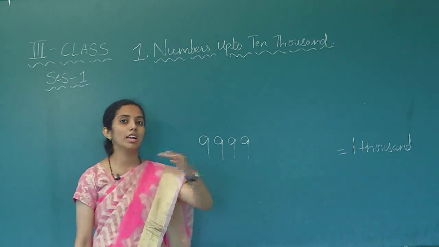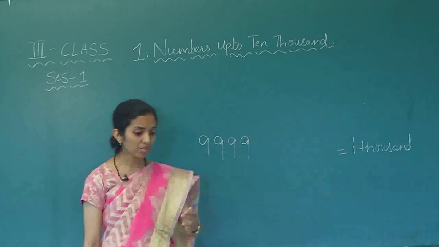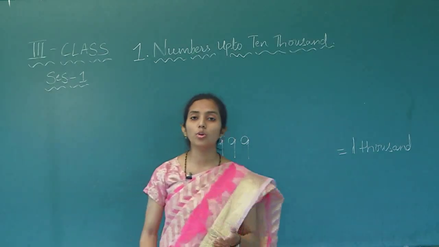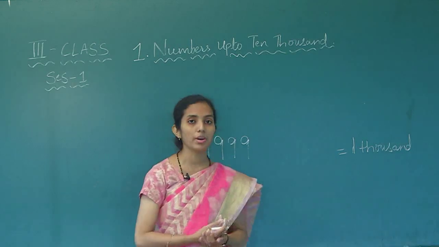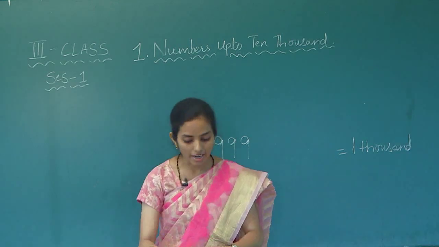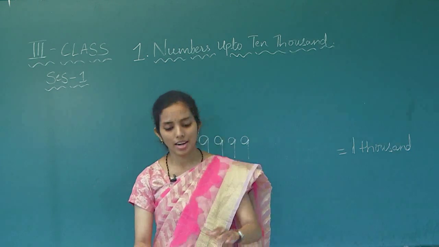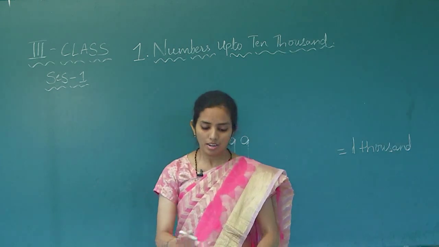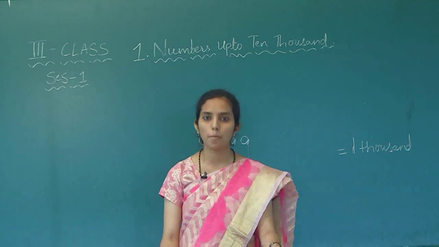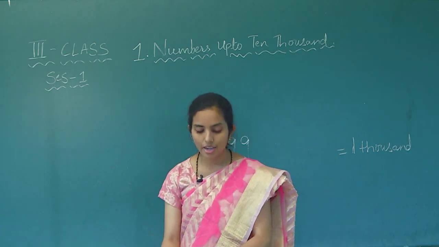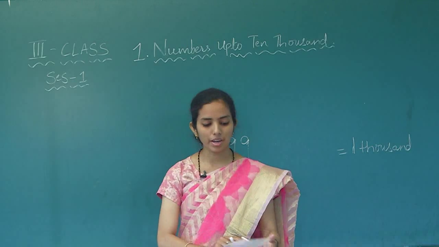So before learning till 10,000, let us learn how to write the place values of 4-digit numbers that are in thousands and how to write the expanded form. Let us see in our chapter. So to do that, I want all of you to open your textbooks and open page number 8.